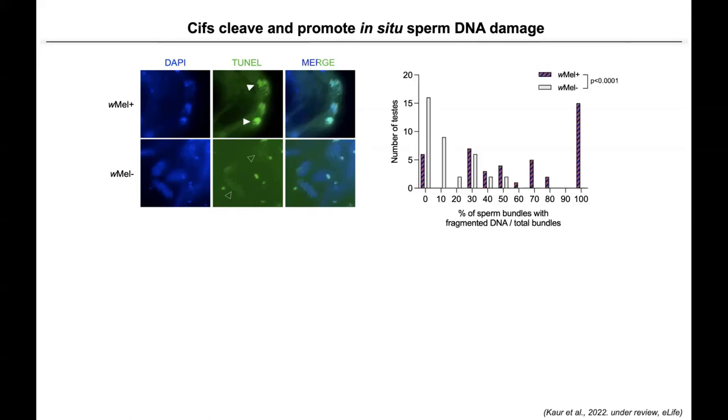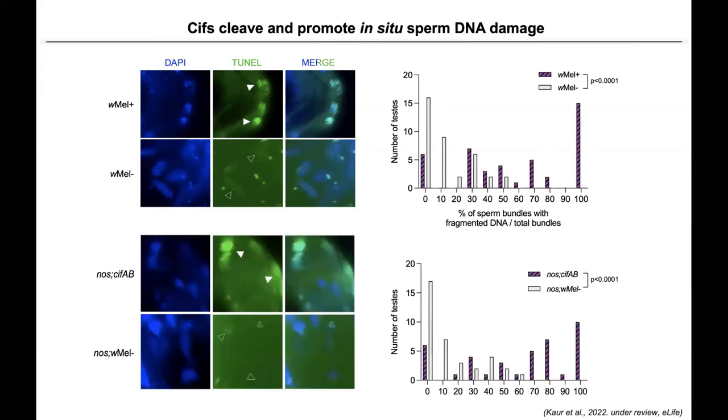We also quantified how many bundles have this enhanced DNA damage. And we show that in WML positive, there's a whole lot of sperm bundles that are damaged in comparison to WML negative, in gray here, which have almost 0%, most of the bundles having no enhanced DNA damage. And we recapitulated this phenomenon in transgenic flies as well. With dual CIF-AB expression, which is a CI-causing male, the DNA damage is enhanced in comparison to the WML negative. And we also crossed this WML negative with the NOS genotype to control for the genetic background and any transgenic impact. And we show that none of the bundles, or most of them, have enhanced DNA damage.